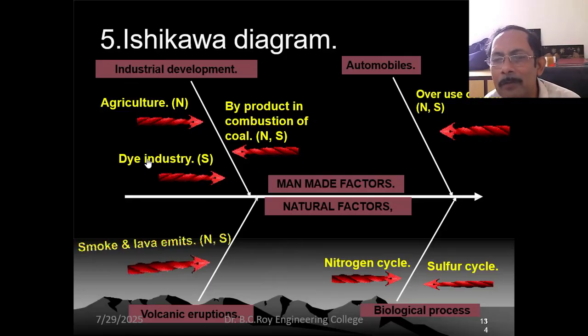There are two types of factors. One is called the man-made factor, the other one is the natural factor. By man-made as well as natural factors, both ways different types of acidic gases are produced. Volcanic eruption is one natural factor.